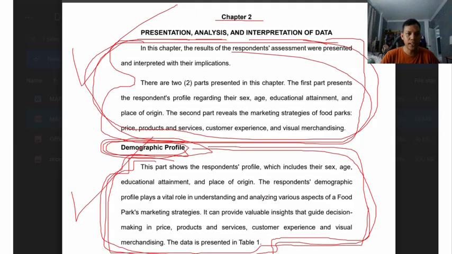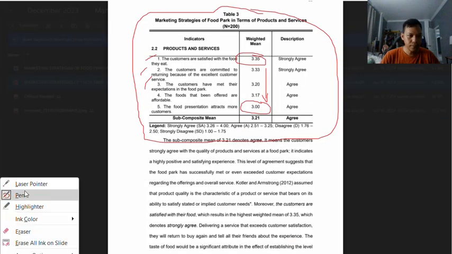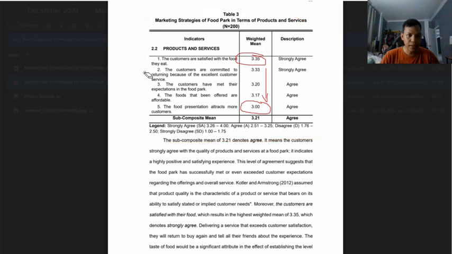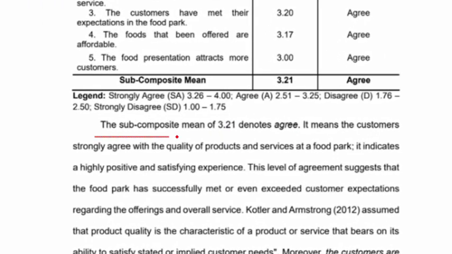So you will simply state here what is presented in the table. For example here, the subcomposite mean of 3.21 denotes agree. So this is presentation of data in a paragraph form.